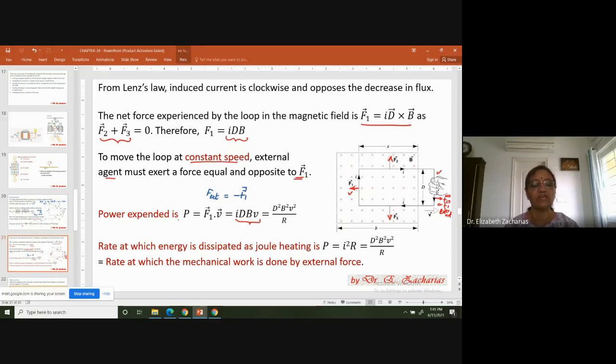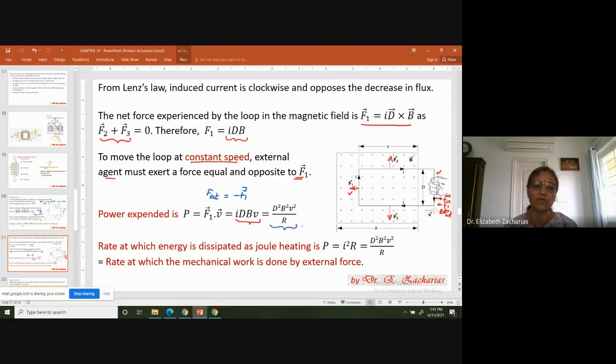And then you are after all getting what is the power. So you can simply do the dot product and forget the sign. You can write IBdV. And now you already got an expression here for one part. What was that? IdB. So you're going to get this ultimately as d square B square V square by R.